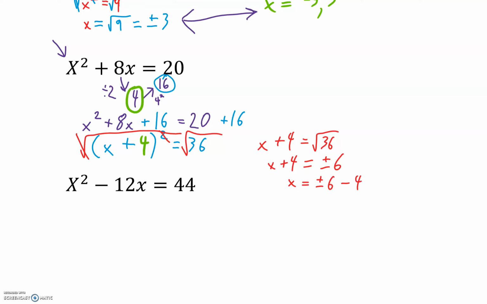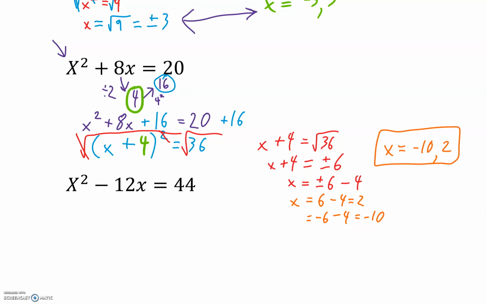So there's actually two situations going on here, and we need to make sure that we're writing down both. Okay, so the first one is that x is plus 6 minus 4, which is 2. And the second one is x is negative 6 minus 4, which is negative 10. So there's actually two answers here of negative 10 and 2. So by completing the square, we were able to get that answer, or those answers.